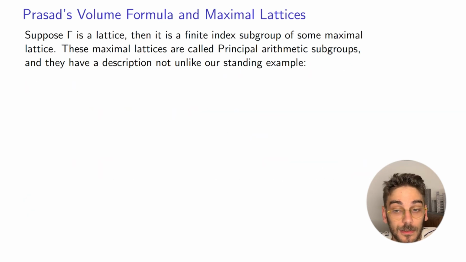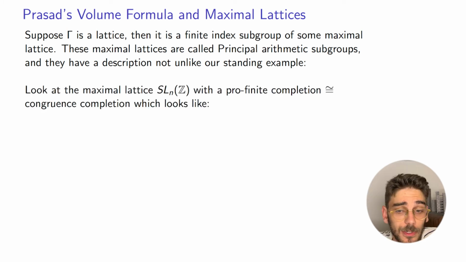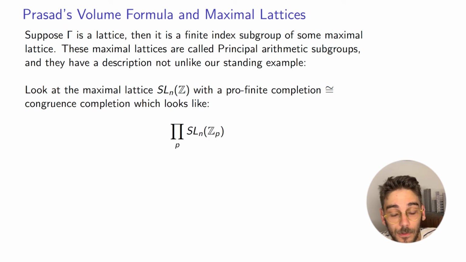Suppose gamma is a lattice, then it is a finite index subgroup of some maximal lattice. Prasad showed that these maximal lattices are basically principal arithmetic subgroups, which have a description which is not very far from what we saw so far. So look at the maximal lattice SL_n(Z). Its profinite completion is isomorphic to its congruence completion, which looks like the product of SL_n(Z_p), which are p-adic analytic groups.